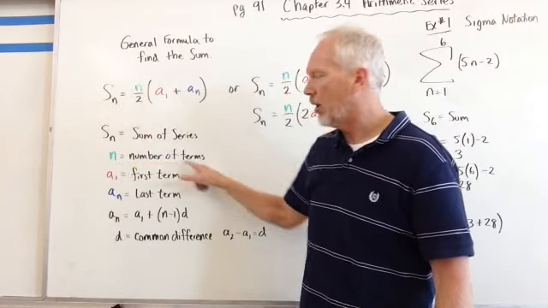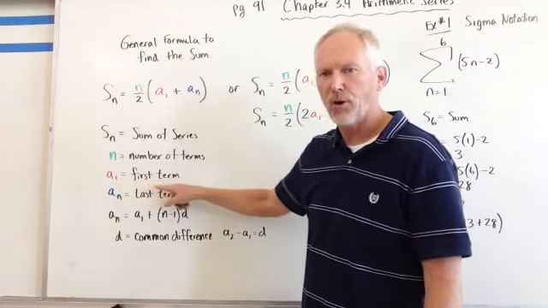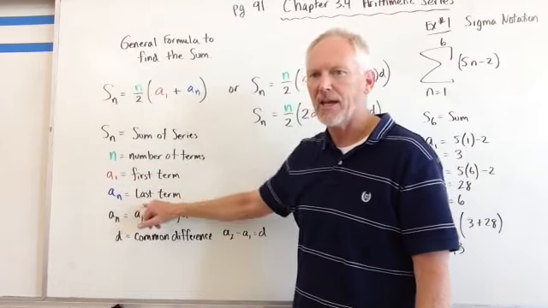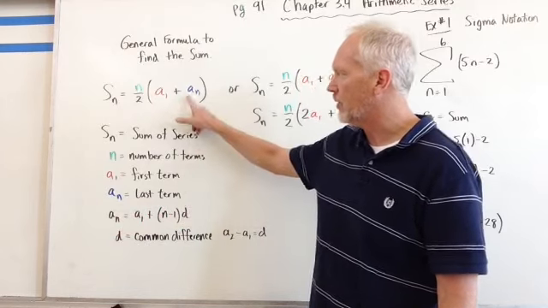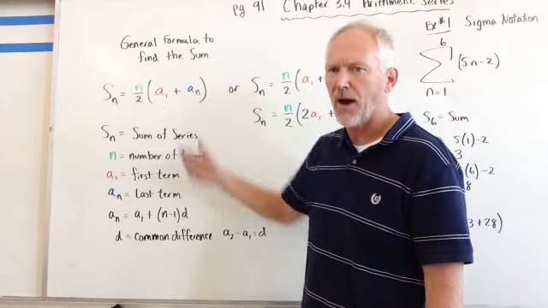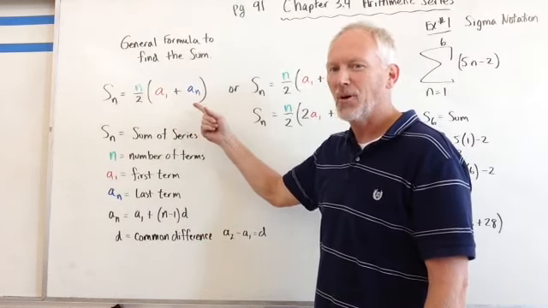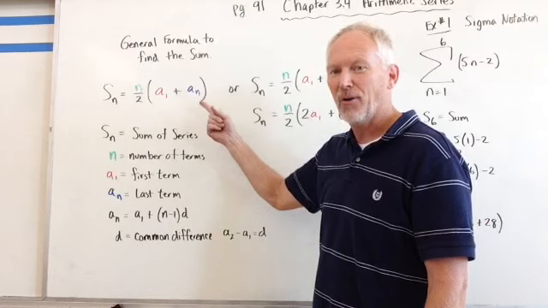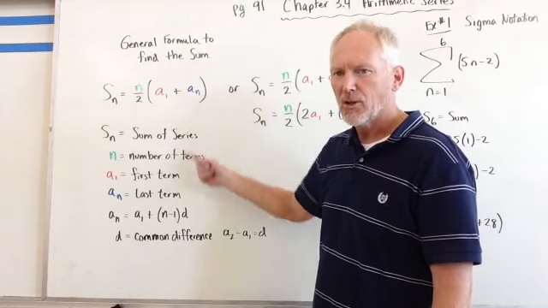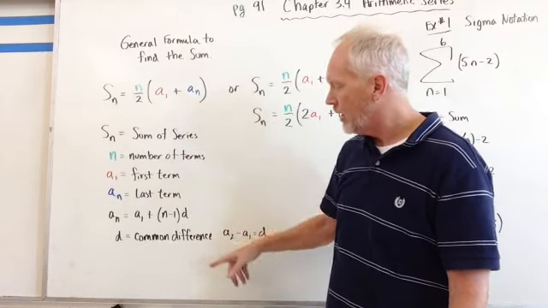N is the number of terms. A sub 1 is the first term in the sequence. A sub n is the last term in the sequence, right here, a sub n. So if we have those components, then we can find the sum. Well, sometimes we don't have the final or the last term in the sequence, so we can use an alternate form, which I'll show you.